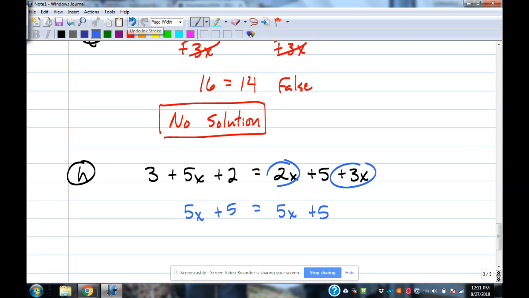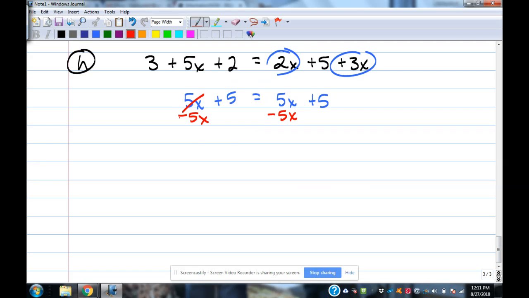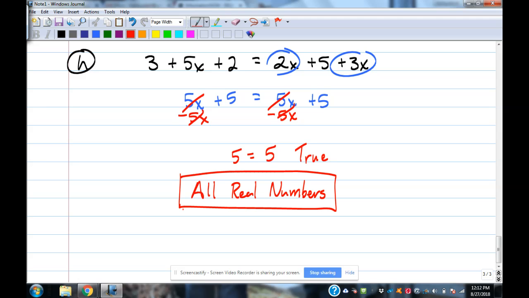Now if I try to get my x's together, minus 5x, what happens to them? They cancel out. Does 5 equal 5? That's true. Anytime it's true and all the variables have canceled out, it's all real numbers. So when you're solving these, if there's a letter left, you got an answer. If the letters all cancel out, you either got no solution or all real numbers. No solution if it's false, all real numbers if it's true.